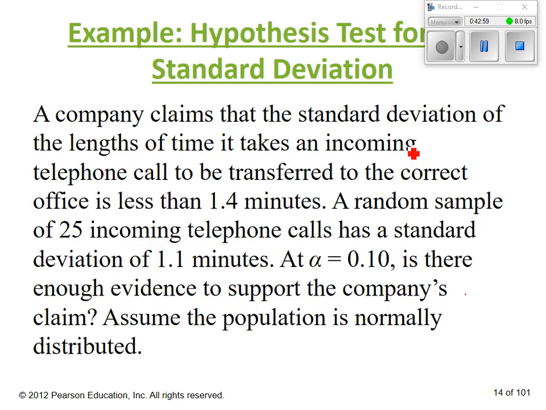Next one, a company claims its standard deviation of lengths of time it takes an incoming telephone call to be transferred to the correct office is less than 1.4 minutes. A random sample of 25 incoming telephone calls has a standard deviation. Notice this time it says standard deviation of 1.1 minutes. At alpha 0.10, is there enough evidence to support the company's claim? Assume that the population is normal.